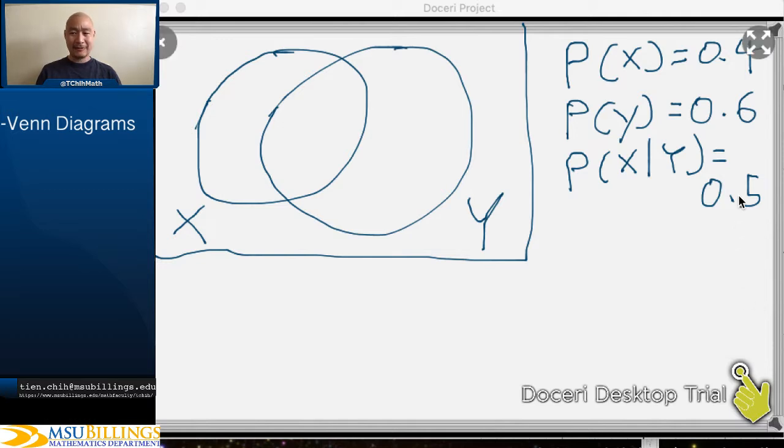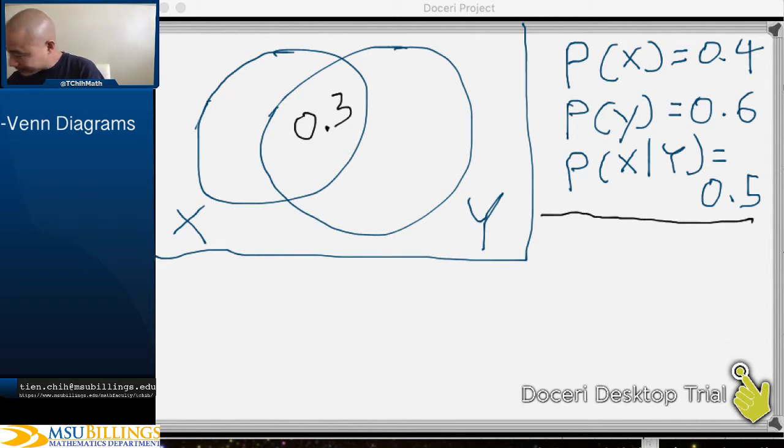It's half of the people in group Y, right? And so how many people are in group Y? Well, 6 people, or 60% of the total number of people. So that means 0.3 in there, right?